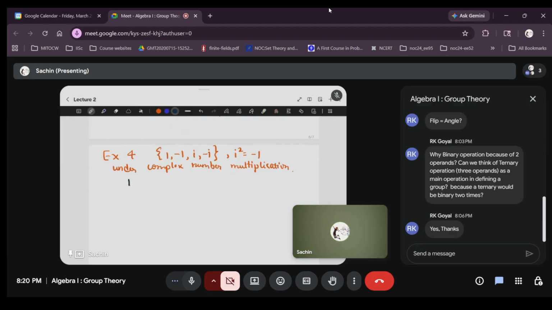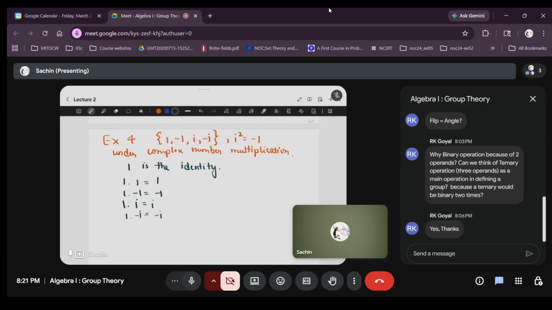Here, 1 is still the identity, because 1 times 1 is 1, 1 times minus 1 is minus 1, 1 times i is i, and 1 times minus i is minus i. So 1 belongs to the set, and 1 is still the identity.